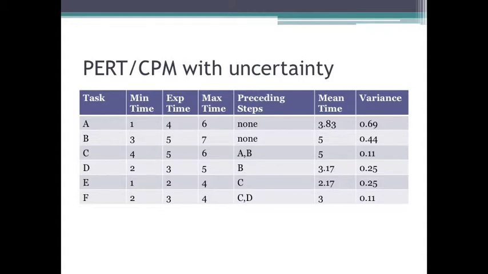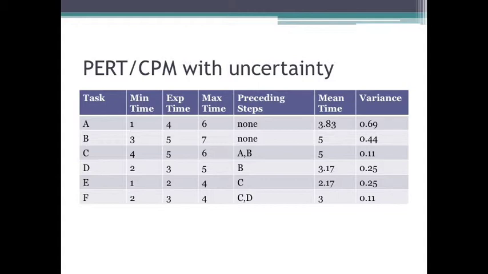In the same way, task B. We have a minimum completion time of 3, expected completion time of 5, maximum completion time of 7. To calculate the mean task time there, well, 3 plus 4 times 5, which is 20, plus 7, all divided by 6, that's going to be 30 divided by 6, which is equal to 5. Now the variance, that's going to be 7 minus 3, which is 4. You square that, so that's 16, divided by 36. So 16 divided by 36 is 0.44. We find the mean and the variance for each of these tasks.